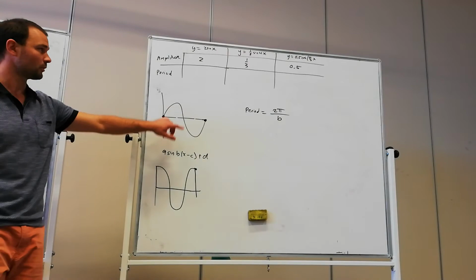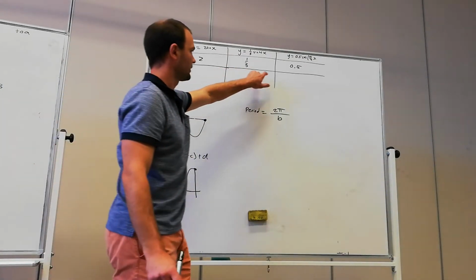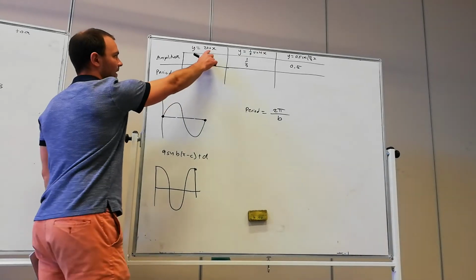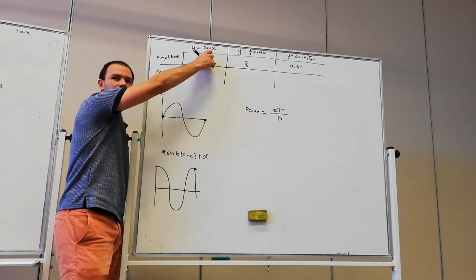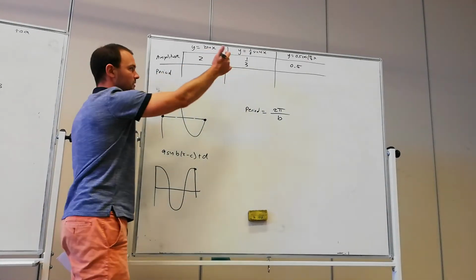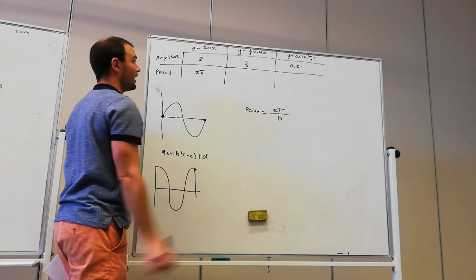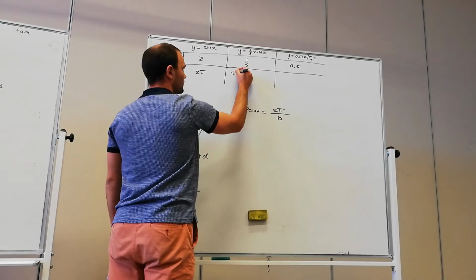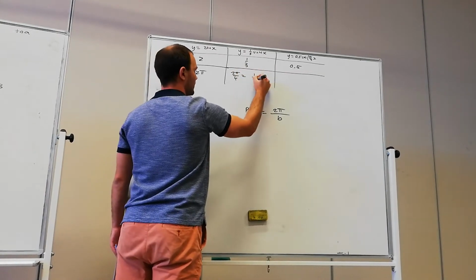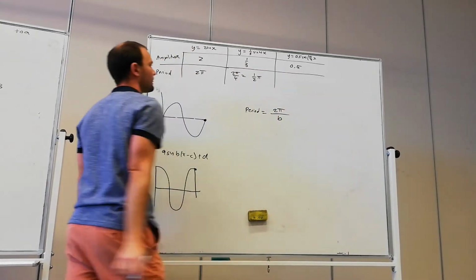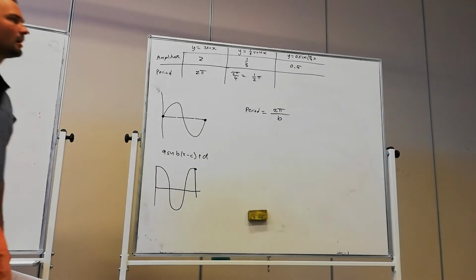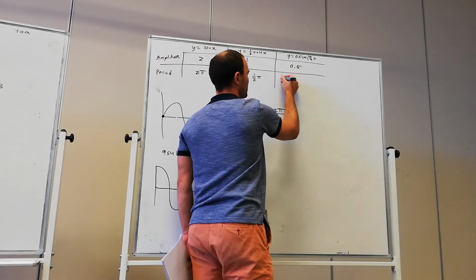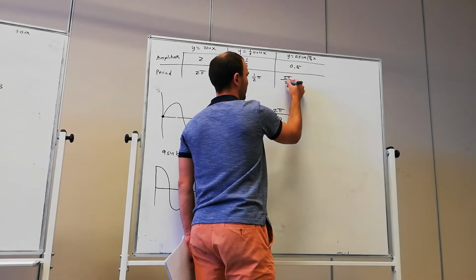Okay, so we can just go through and calculate the periods in here. So let's do that. Here the value of b is 1, isn't it? There's no number there, so it's 1. So 2 pi divided by 1 is just 2 pi. Here we're going to have 2 pi divided by 4, which is half pi. And here we're going to have 2 pi divided by pi on 3.